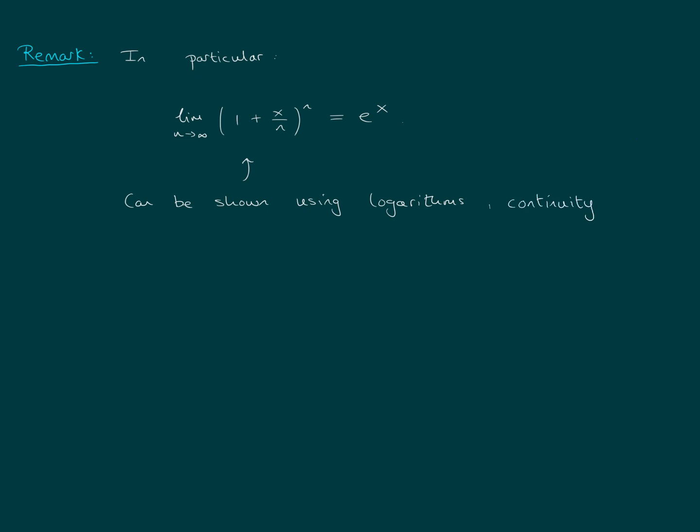A remark, if you're confused about the last point of how that limit was e. So remark, in particular, the limit as n goes to infinity of (1 plus x over n) to the power of n is equal to e to the x. And this is for all x. Now, how could you show this? Well, you can show this using logarithms, continuity, and L'Hopital's rule. Okay, so hopefully you've seen this before. If not, this is how you can attempt to prove it.